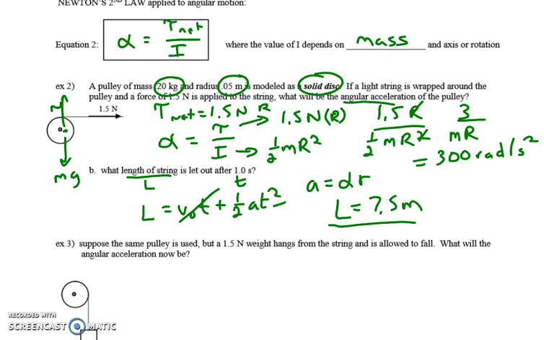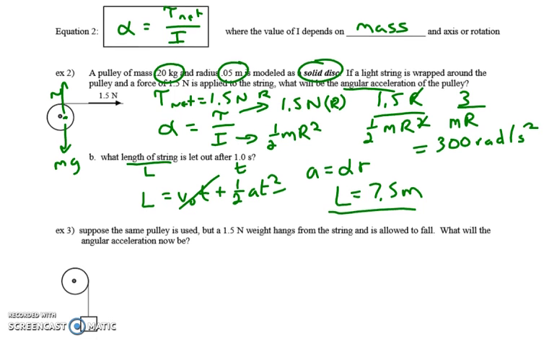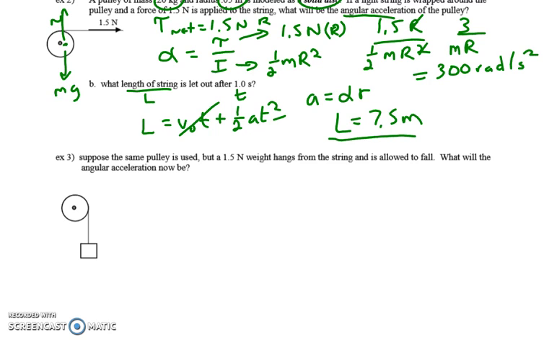All right, so we'll do problem 3 in class. It's very similar to this. We have the same pulley, we have the same downward force of 1.5 newtons, so we want to know what the angular acceleration is going to be. So ask yourself, is it going to be the same as this, greater than, or less than? And we'll talk about that in class.